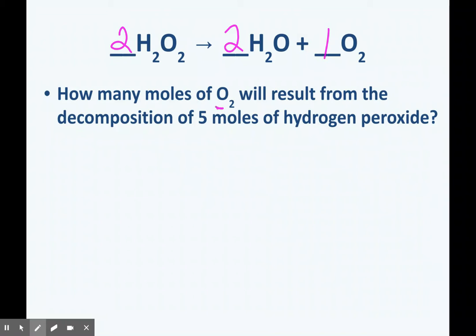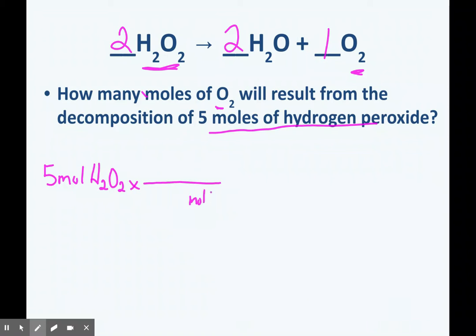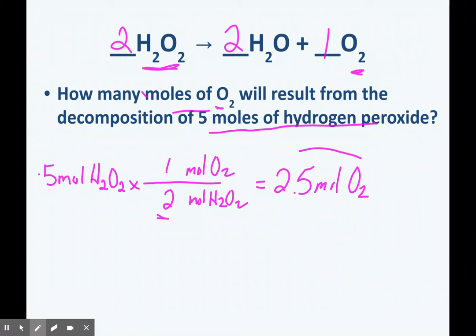How many moles of O2, so we're looking for the O2, will result from the decomposition of 5 moles of hydrogen peroxide? And this is our hydrogen peroxide. So we'll write 5 moles of H2O2, and then we want moles of H2O2 on bottom. And we're going to moles of O2, so that's going to go on top. And so our ratio is 1 to 2. So 5 divided by 2 gives me 2.5 moles of O2 for my answer.